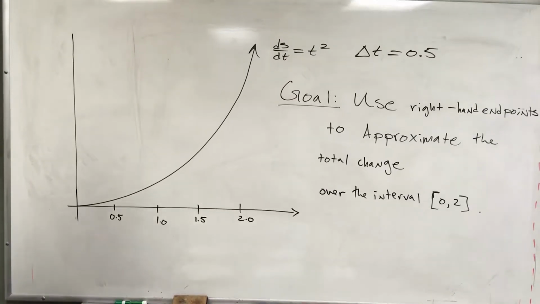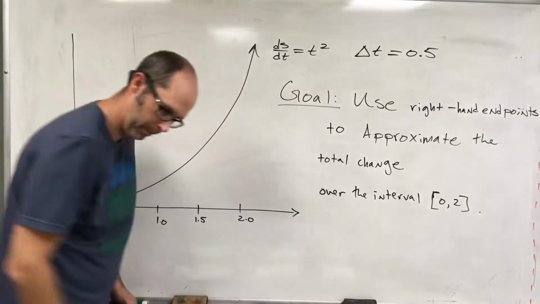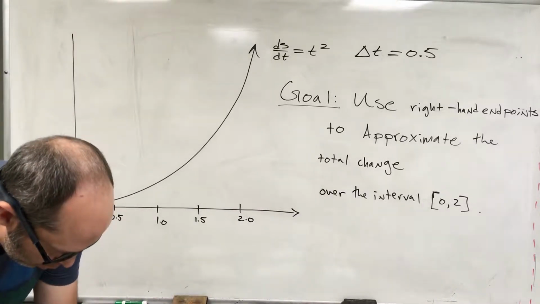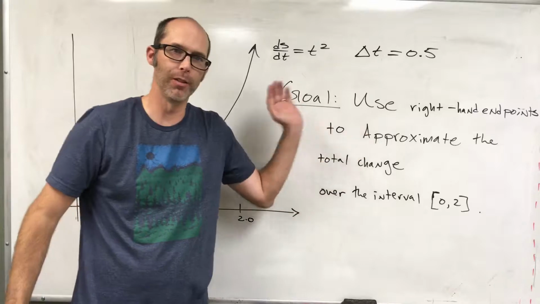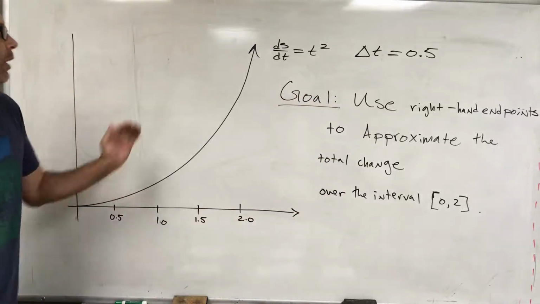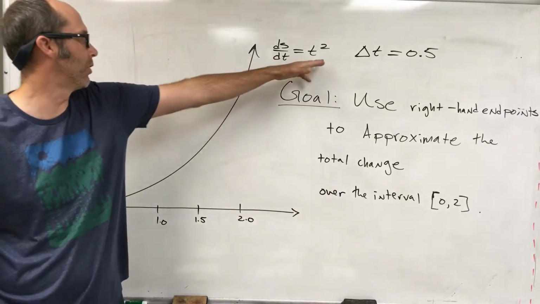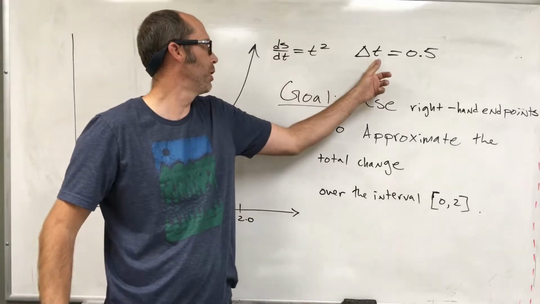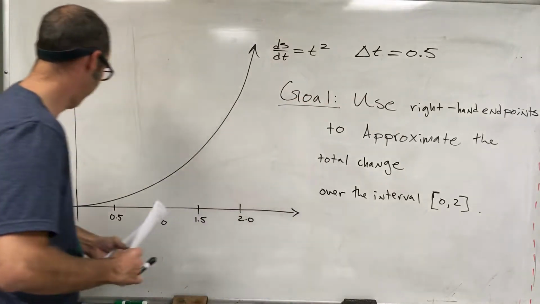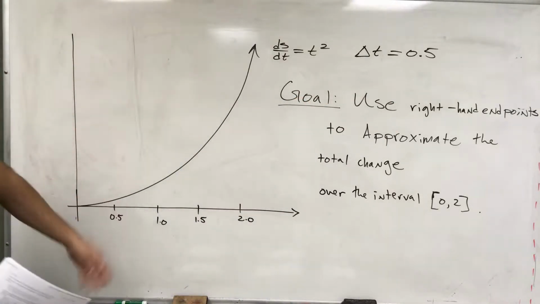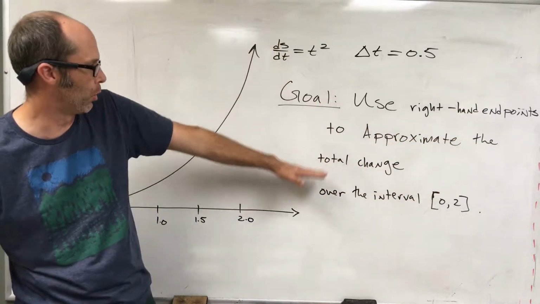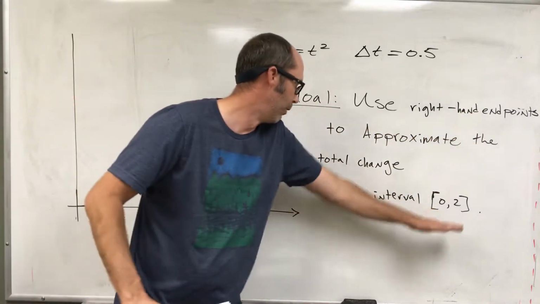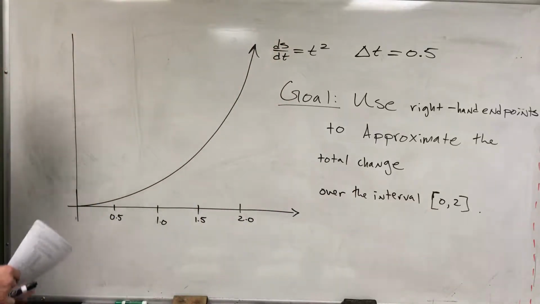Okay, here's an example for total change basic. Problems 9 through 15 are very similar to these. Okay, ds/dt is t squared. Change in t is 0.5. And our goal is to use right-hand endpoints to approximate the total change over the interval 0 to 2.